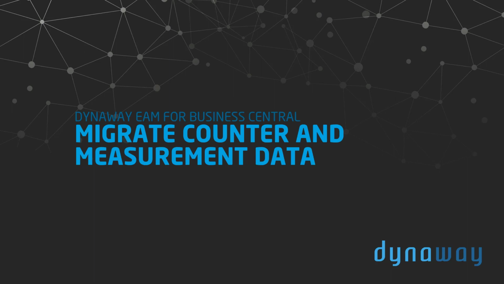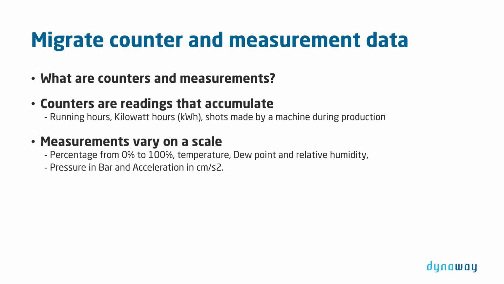Let's first look into what counters and measurements are. Counters are things that accumulate. A basic example is running hours for a machine, where the running hours record how many hours the machine has been running over the day. It can also be kilowatt hours, or shots made by the machine over the production period.